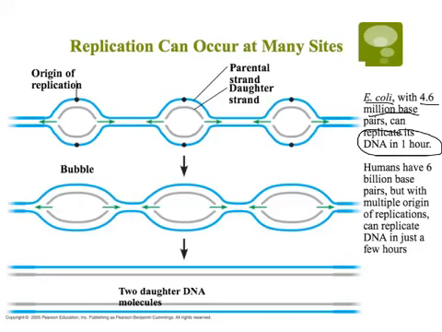Now, if we only started replicating in one spot on each chromosome, it would take us years to replicate, because we have base pairs in the billions. So we actually start our replication in many, many spots along the chromosome, and then they keep going in both directions until they meet each other. So we can just replicate our DNA in a few hours by doing this method.